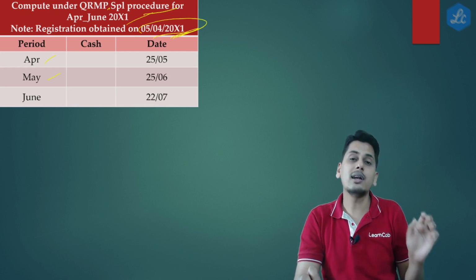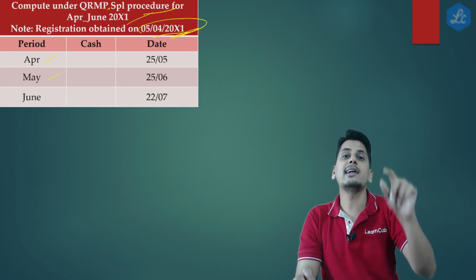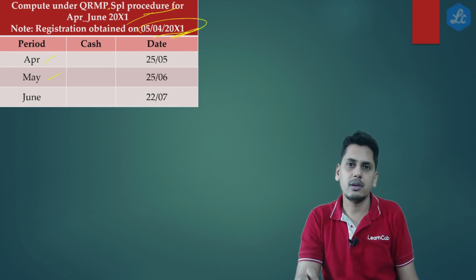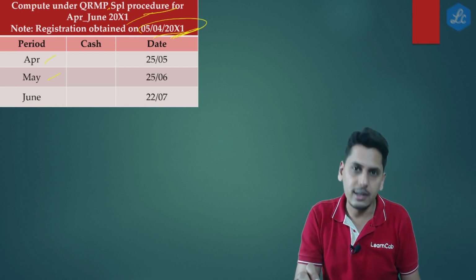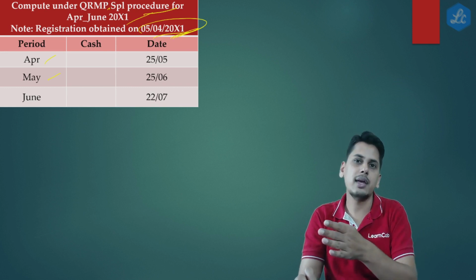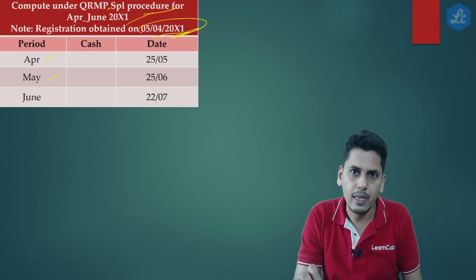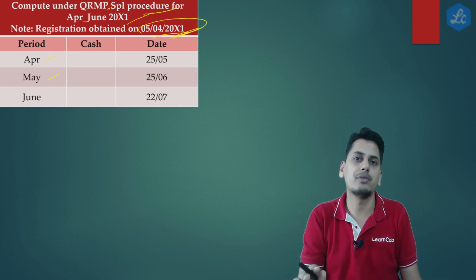Friends, for the quarter April to June, what is the date within which you will have to opt for the QRMP scheme? Please remember the trick. The month of April ends on 30th of April. So from 1st of May, you will have to decide whether you need to file GSTR 1 or you need to file IFF. Therefore, you will have to decide by 30th of April. So the cutoff is 30th of April.